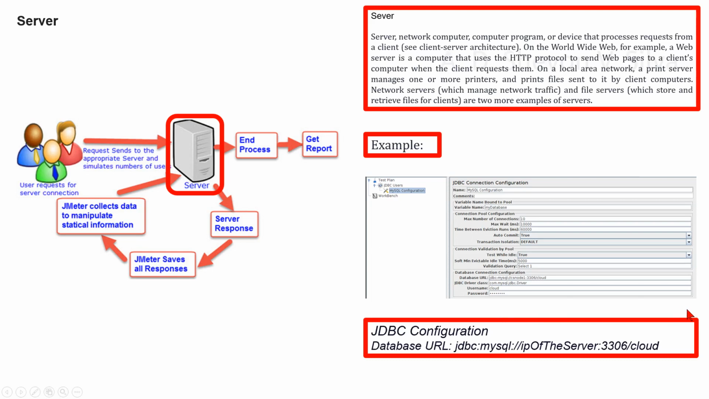JMeter creates a database connection pool with the configuration settings as specified in the control panel. The pool is referred to in the JDBC request in the variable name field. Several different JDBC configuration elements can be used, but they must have unique names. Every JDBC request must refer to a JDBC configuration pool. More than one JDBC request can refer to the same pool.